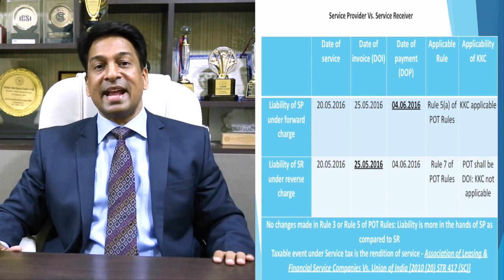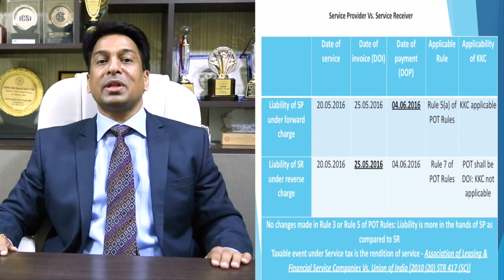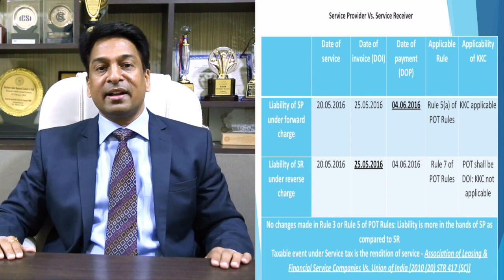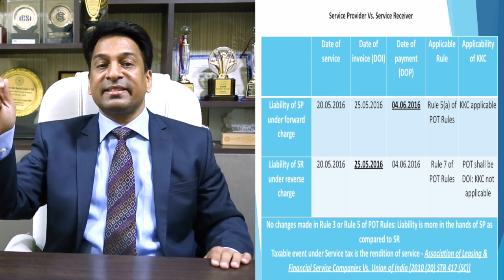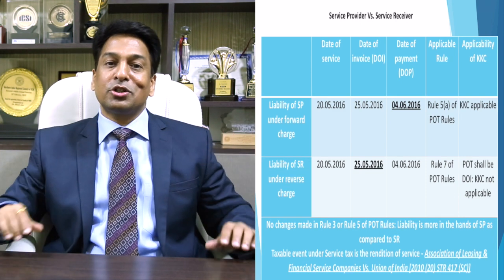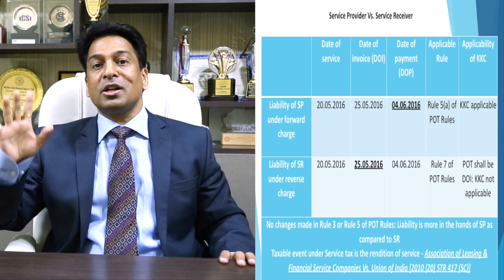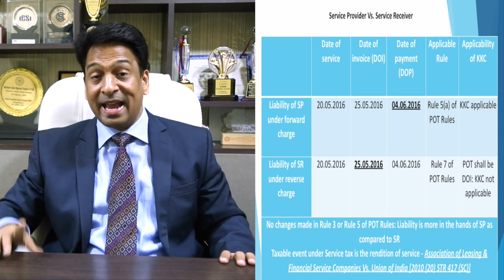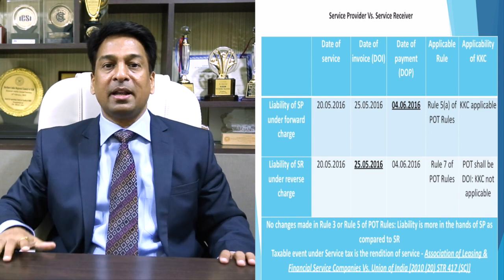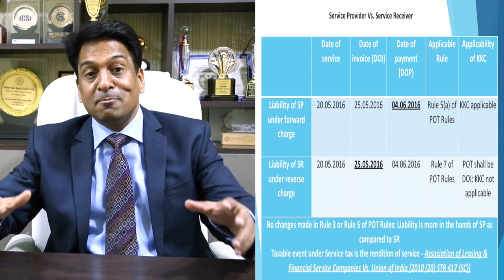But in the instant case, what is happening? We are getting payment on 4th June 2016, which is after 1st June. So we are not satisfying the condition of Rule 5A, hence Krishi Kalyan Cess would be applicable. So what happened? You have raised the invoice on 25th May at the rate of 14.5%. Since you are not satisfying the condition of Rule 5A, you have to pay 15%. So either you should pay 0.5% from your pocket or you should raise a supplementary invoice to your service receiver. But this liability comes back to you.